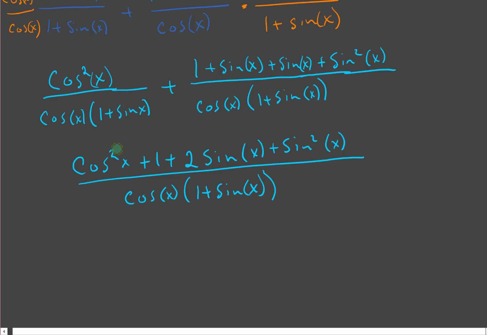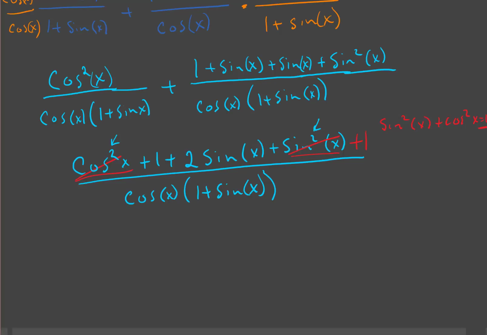Well, I see these two squared terms. I've got a squared term here and a squared term here, and I'm thinking Pythagorean identity. And remember, the most basic one we learned, sine squared of x plus cosine squared of x equals 1. Well, I've got sine squared of x plus cosine squared of x right here. Those are going to cancel out to become 1. That 1 right there. So let's rewrite this one more time.